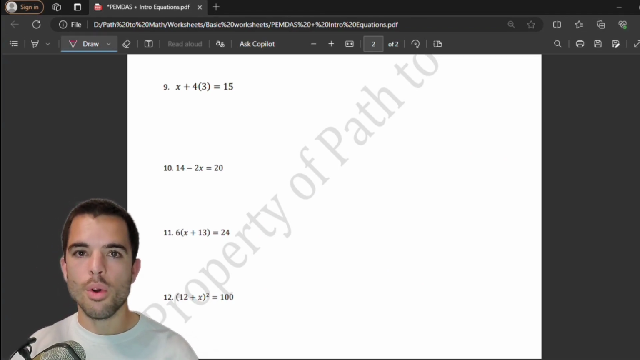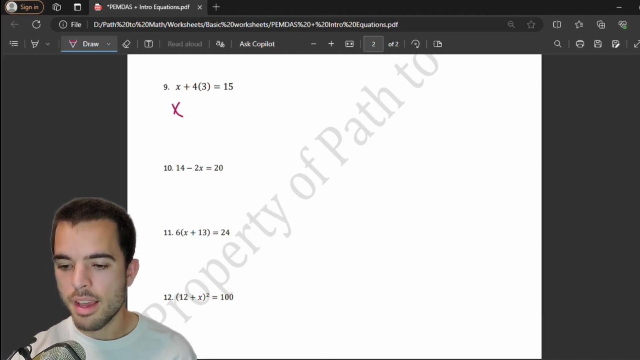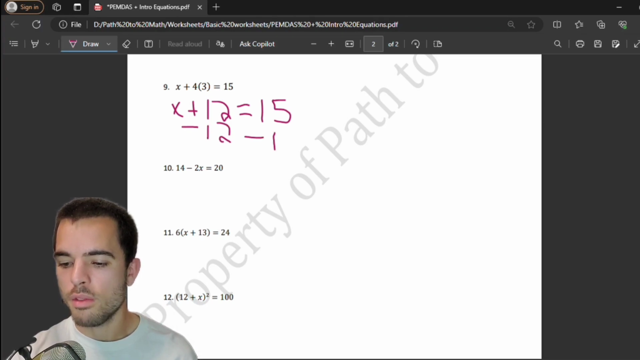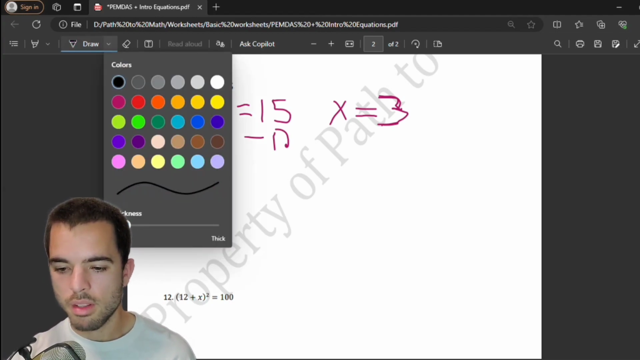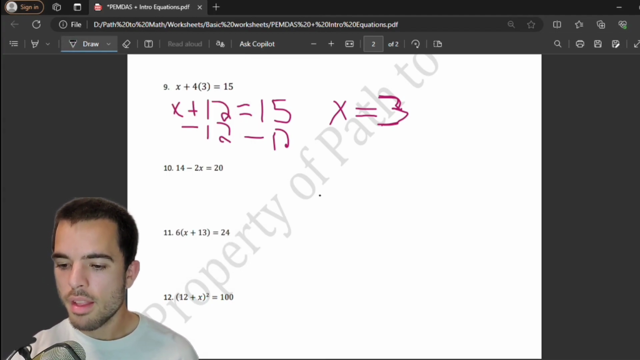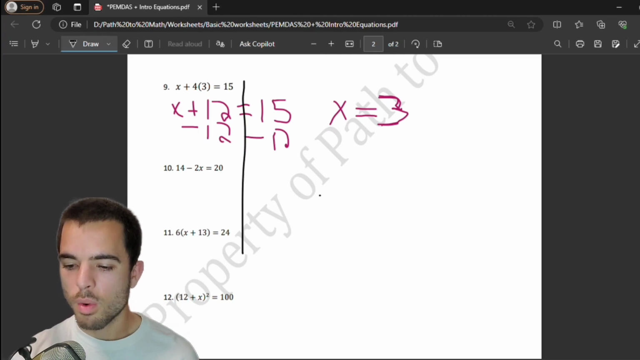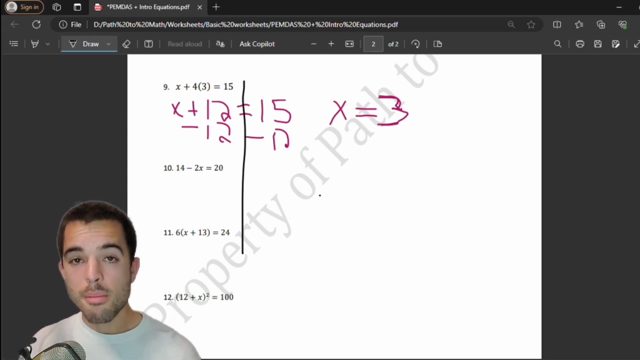With number 9, we have some simplification to do first. We can multiply the 4 times the 3, giving us x plus 12 equals 15. And yes, we subtract 12 from both sides. What some people like to do is draw a wall going right down that equal sign. And I commend that. You could absolutely do that. I'm at the point where I don't need to.